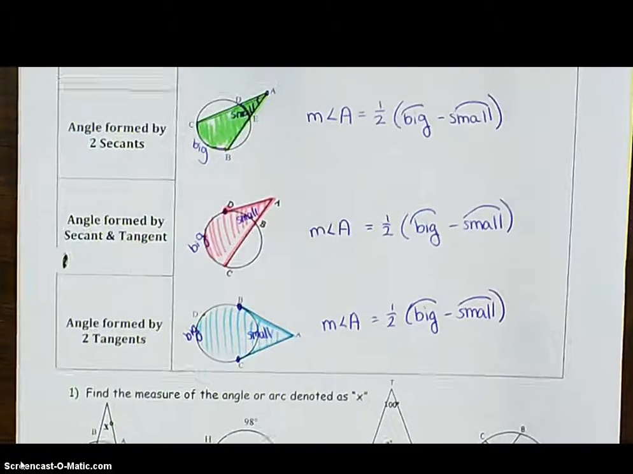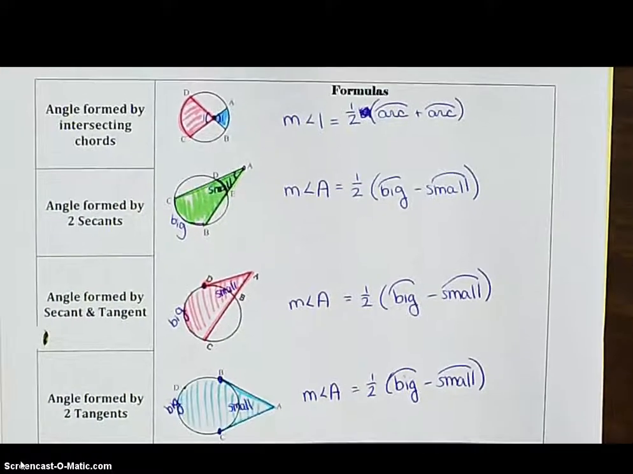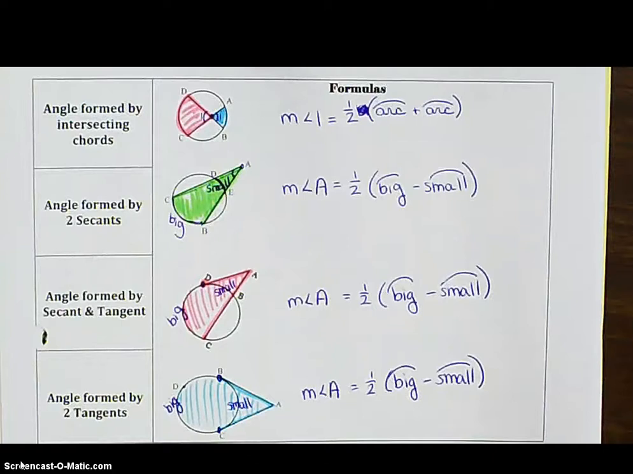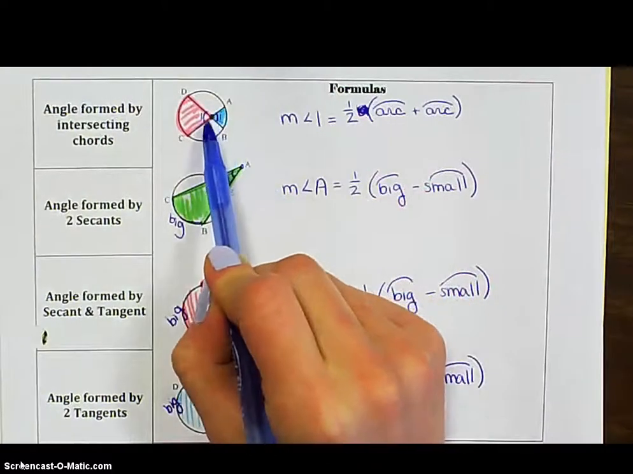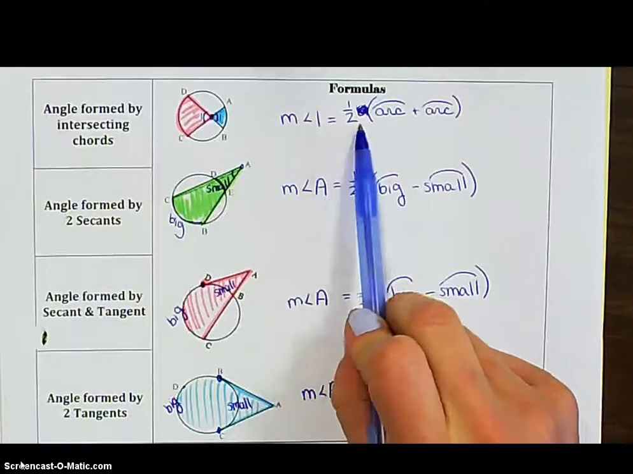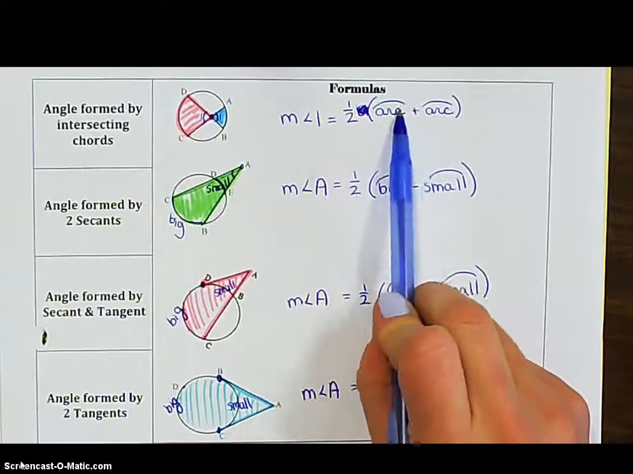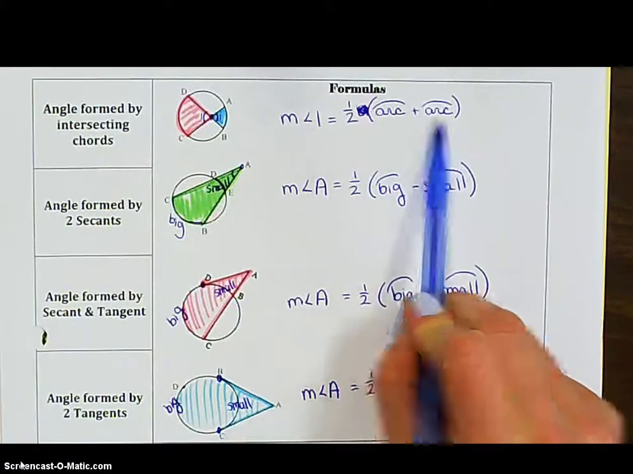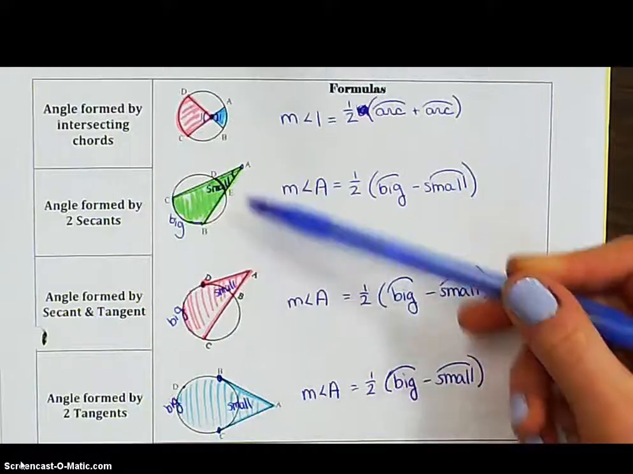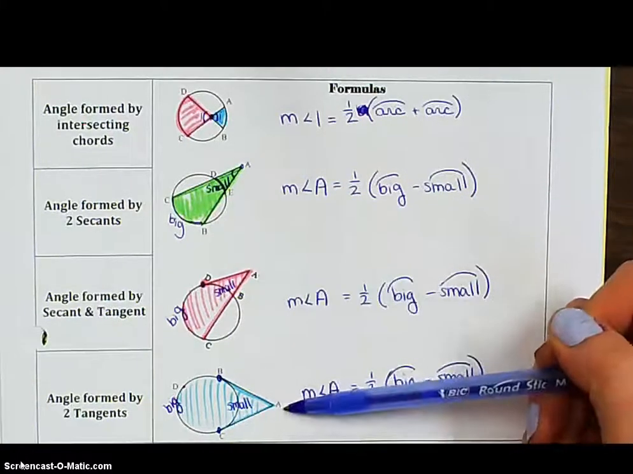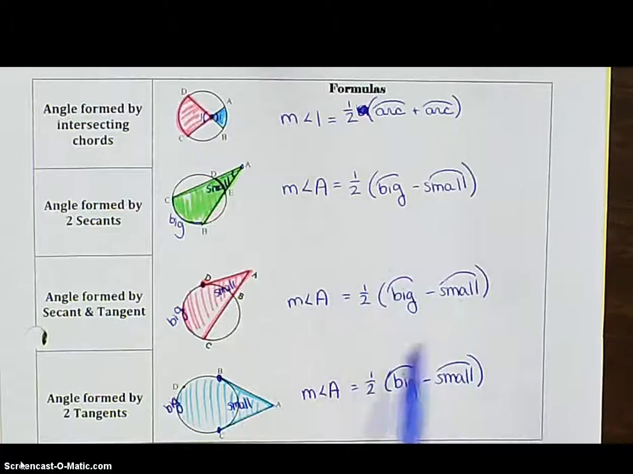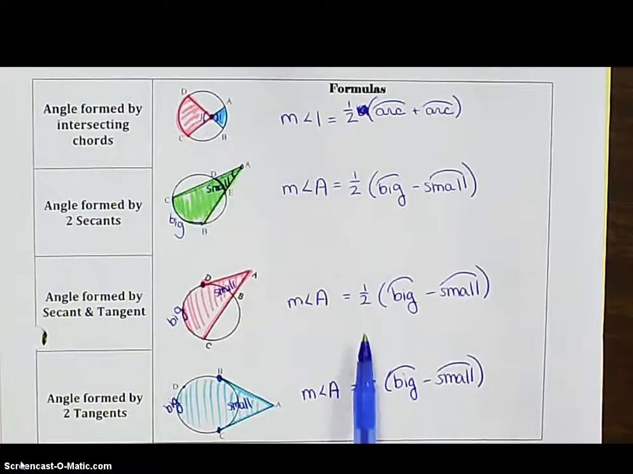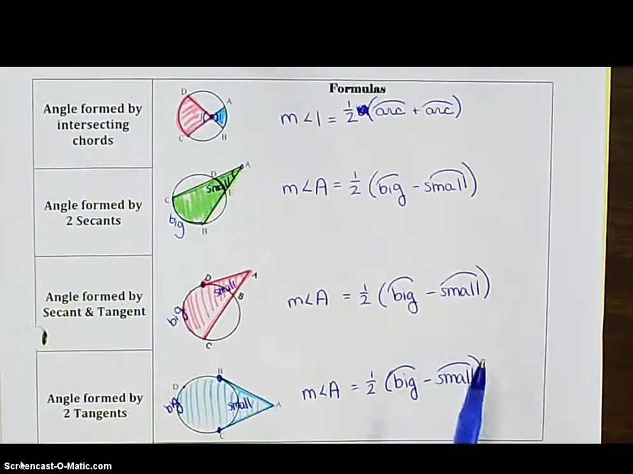All right, so let's take a look at some comparisons and contrasts between our angle formulas today. In the first one, our angle is inside of the circle. When your angle's inside of the circle, the angle is 1/2 arc plus arc. Now for the next three examples, the angle is outside of the circle, and all three of their formulas are identical. It is 1/2 big minus small.